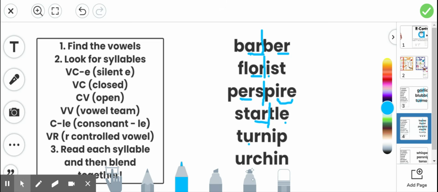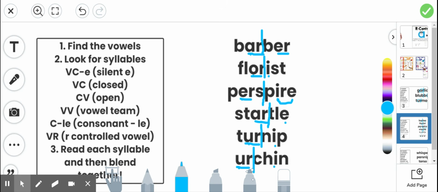Here we have U, I, and the U has an R with it. We're going to keep them together. Turnip. And down at the bottom, we have U and I. The UR needs to stay together because it's an R-controlled vowel. In between, I have C and H. We're not going to separate these. CH is a common digraph that we see in lots of words like change and chip. So CH should stay together. We can separate right after the R, and we have ur, chin, urchin.